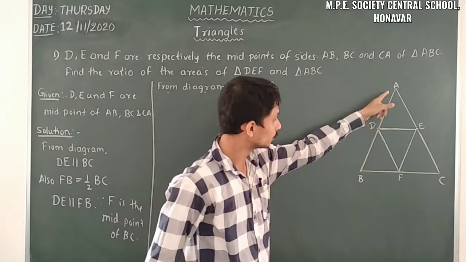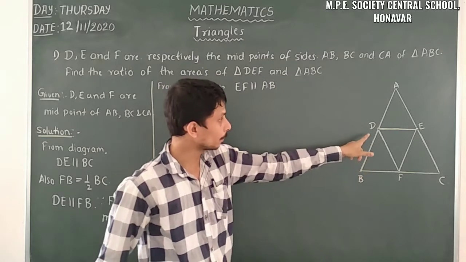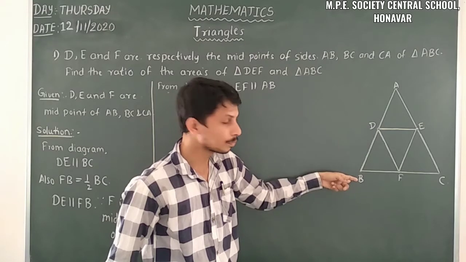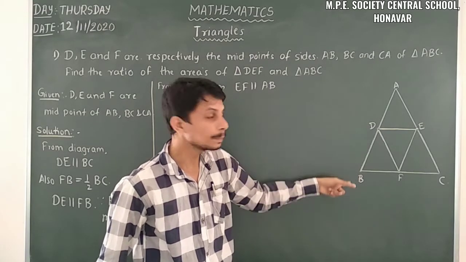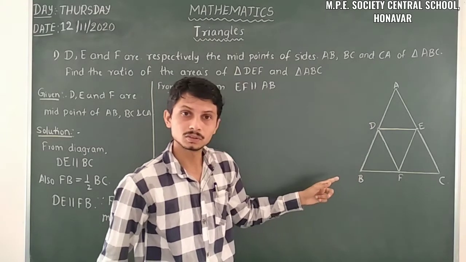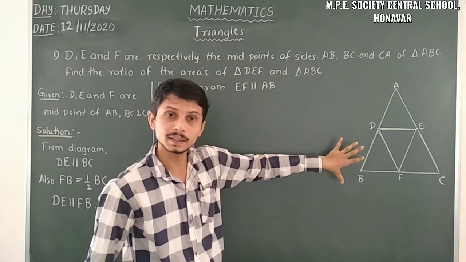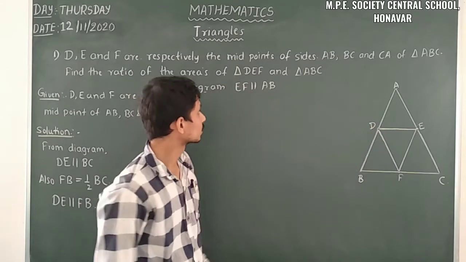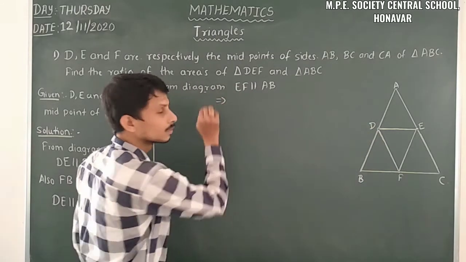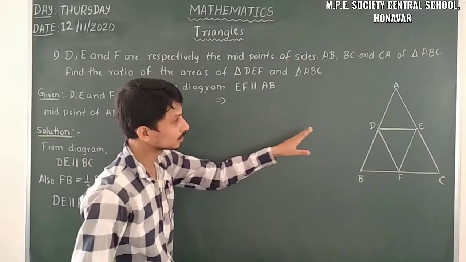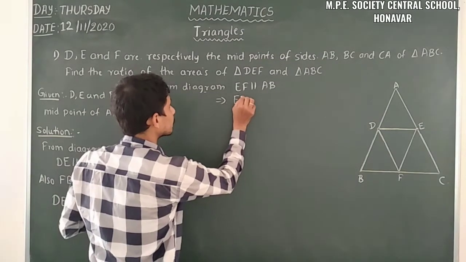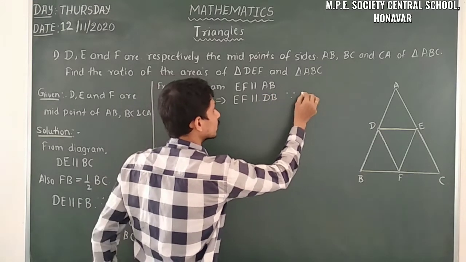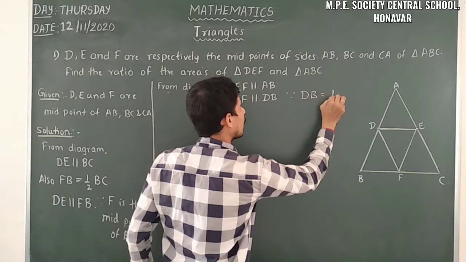And then here D is the midpoint of AB. So that means AB is equal to 2 times DB. So DB is equal to half of AB. So that means it is a part of this complete side AB. So that's why EF is parallel to DB, because DB is equal to half of AB.